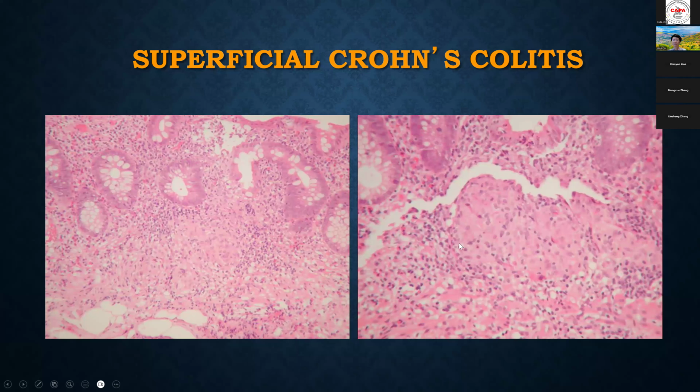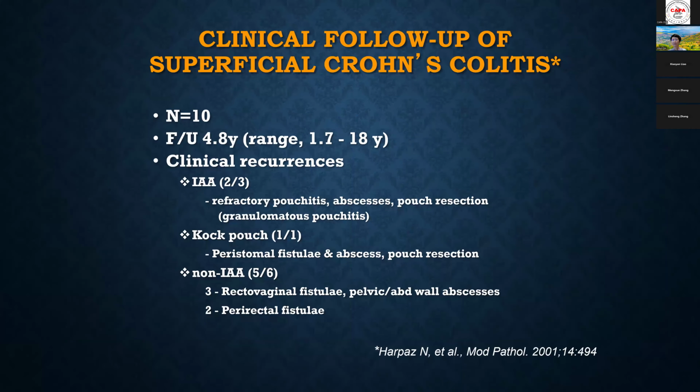So this case we call superficial Crohn's colitis, which only involves the colon, and it looks very superficially involved. So why do we call this Crohn's colitis instead of UC with some weird granuloma? Twenty-five years ago, Dr. Harpaz at Mount Sinai did this study. He followed 10 patients with this kind of superficial colitis with granuloma. And they looked at what happened with the pouch, right?